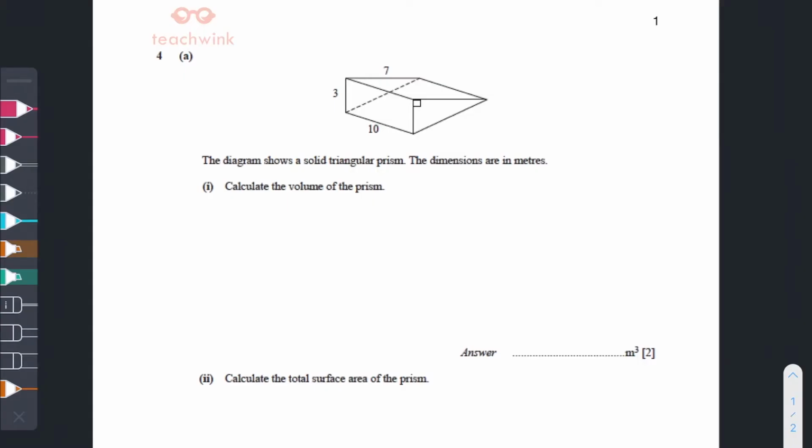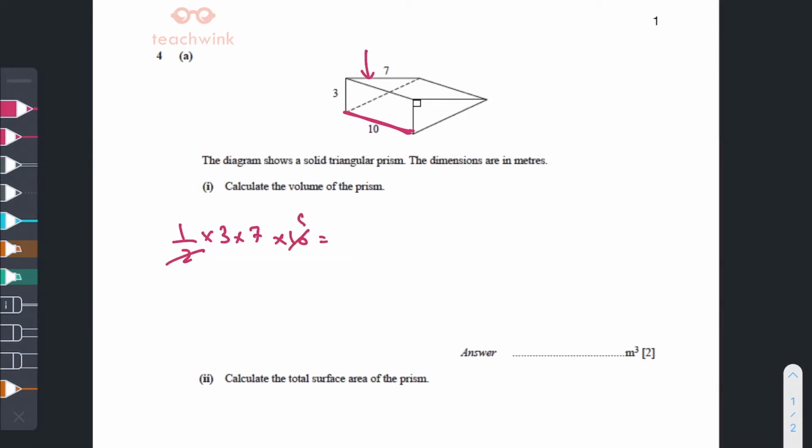The diagram shows a solid triangular prism. The dimensions are in meters. The first part says calculate the volume of the prism. In order to find the volume, we need to find the area of this triangle that we have over here. For that, you do half times 3 times 7 and you need to multiply that by the third dimension, that is 10. So you multiply this by 10.